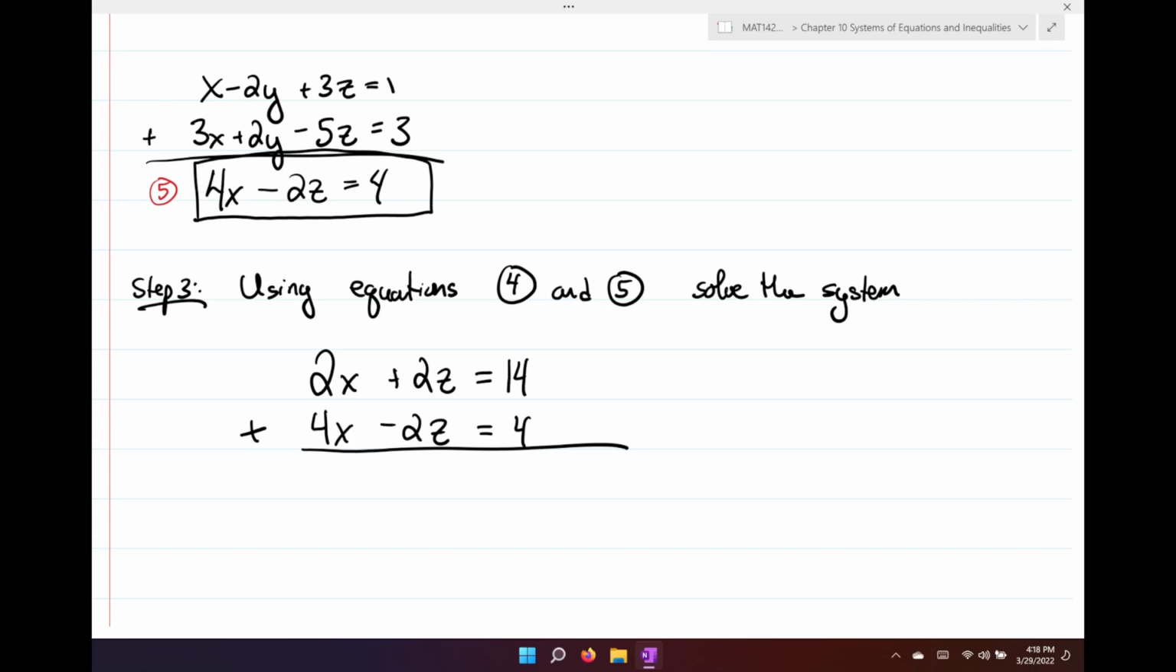And we have a bunch of different ways that we can solve this. Right now, I'm looking at those z's. One's positive 2, one's negative 2. So I'm just going to add these two equations together. 2x plus 4x is going to be 6x. The z's will cancel each other out. 14 plus 4 is going to be 18.